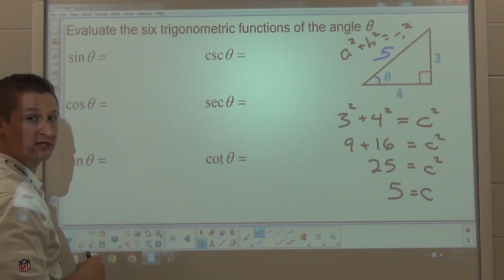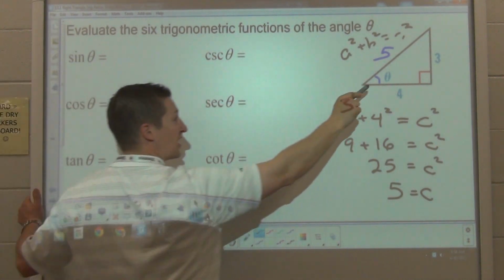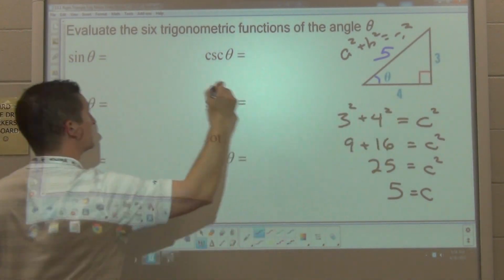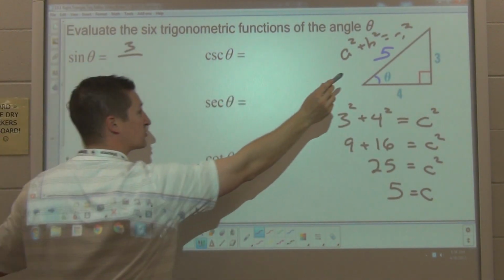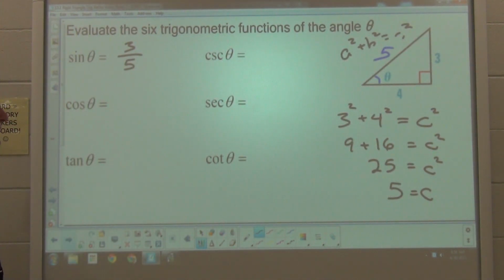I bring SOHCAHTOA. SOH means opposite over hypotenuse. Well, the side opposite theta would be 3. And the hypotenuse would be 5. So 3/5 would be the value of the sine of theta.